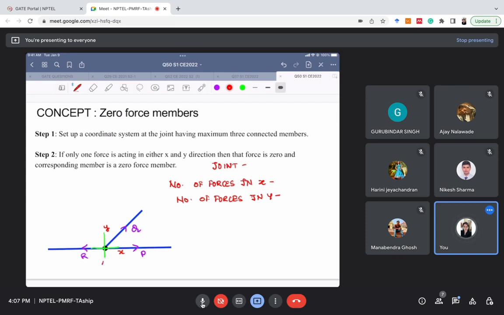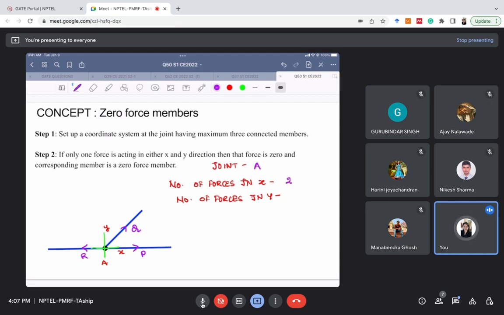So let's say it's joint A. So we are analyzing joint A. What are the number of forces in the x direction? In the x direction, if we see, there are two forces. One is P and another is R. So the number of forces in the x direction we'll write as 2.